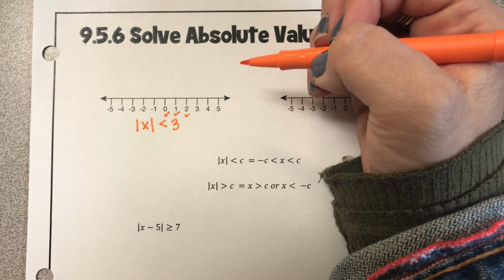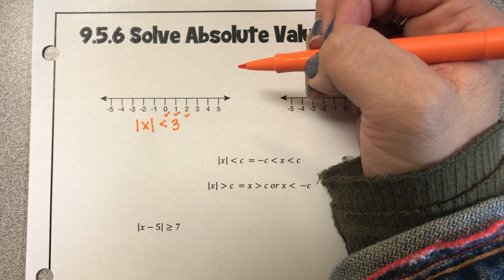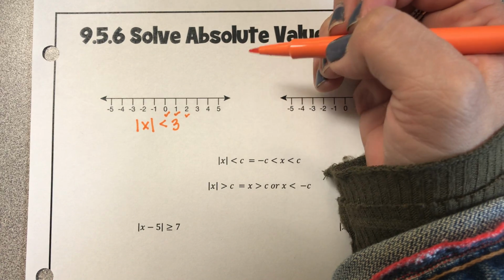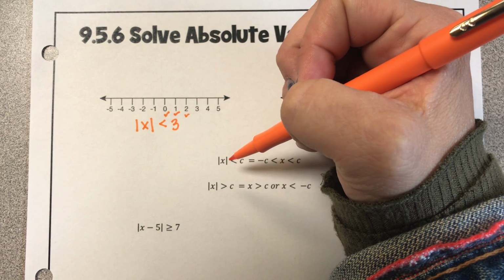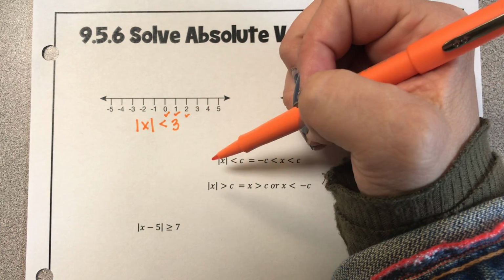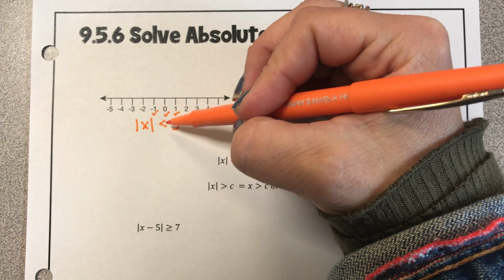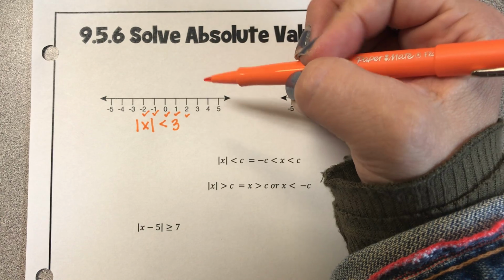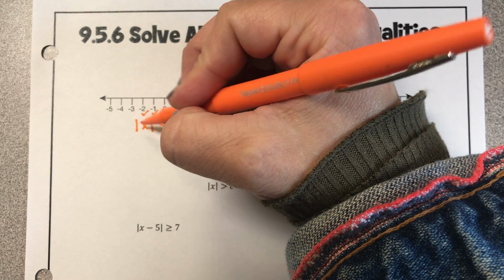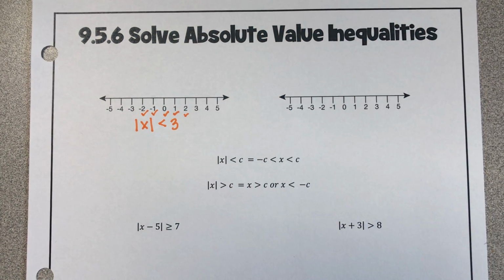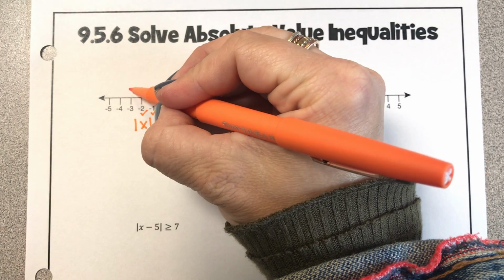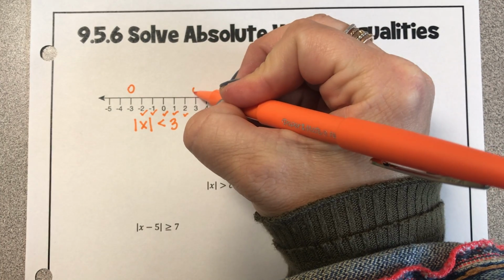What about negative 1? What's the absolute value of negative 1? 1. Is that less than 3? Yes. What about negative 2? What's the absolute value of negative 2? 2. Is that less than 3? Yes. Right?